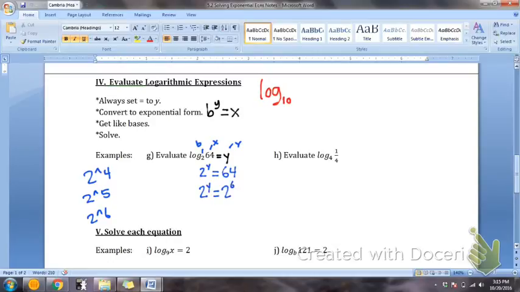Remember, we have to get bases to be the same. Bases are the same now. So I have y equals 6. Questions on that?